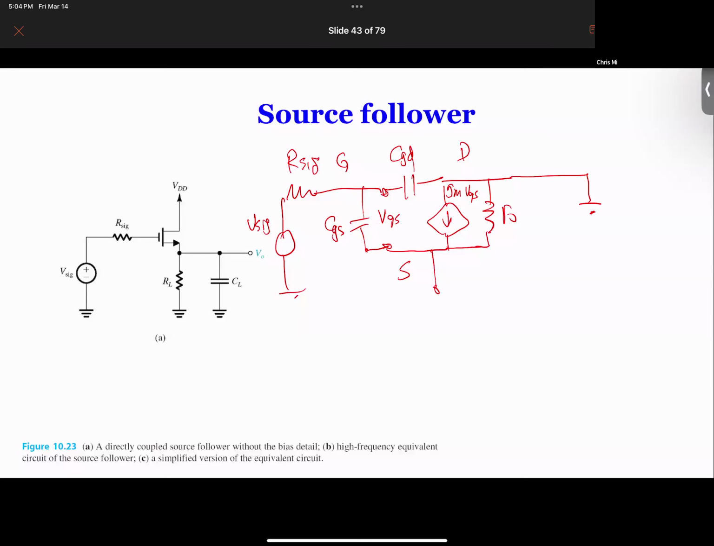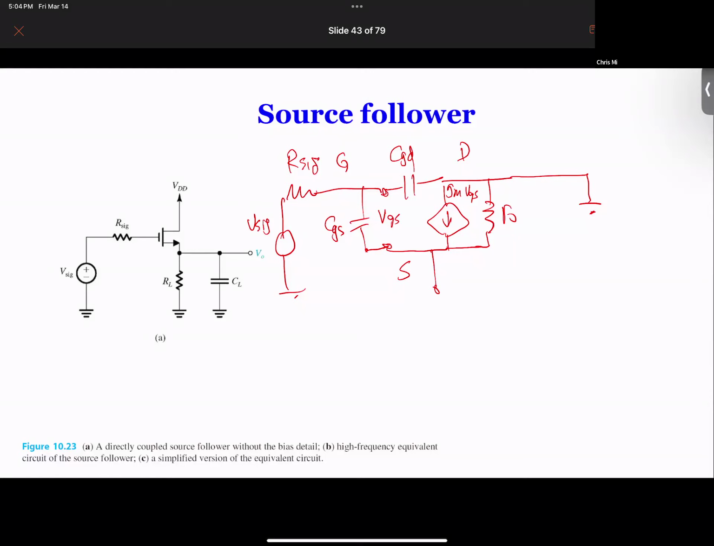Okay. And then we look at the S. What is connected to S? Well, we have RL and CL. Sometimes this is called RS, or whatever, but generally there's going to be some sort of resistance for a common drain amplifier or source follower. And then the CL is representing the parasitic capacitance of this load side.